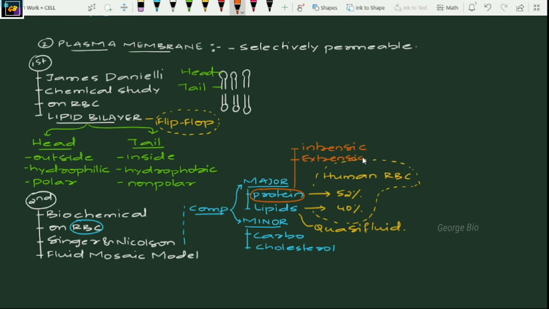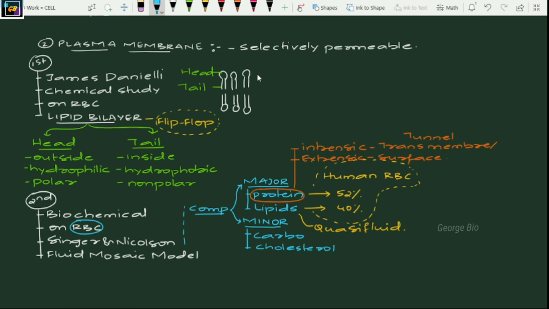Extrinsic proteins are present on the surface. That is why extrinsic proteins are also called surface proteins, and these are easy to remove. Coming to intrinsic proteins, these proteins are very important. They are embedded inside, due to which they act as transmembrane proteins, or else they act as tunnel proteins, where they help in transport of substances.